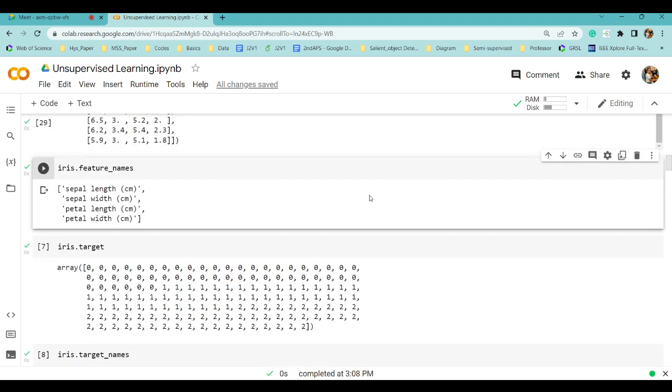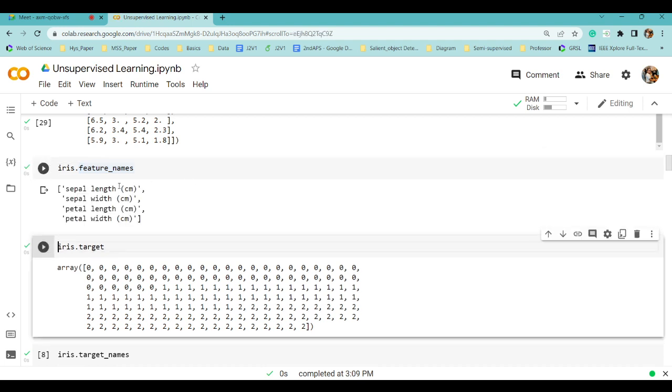Now I'm giving my feature names. I know sepal length, and these are the parameters as well, along with the unit they are in. So I wanted to know what the features are. The first one showing is sepal length, the second is sepal width, the third is petal length, and the fourth is petal width.